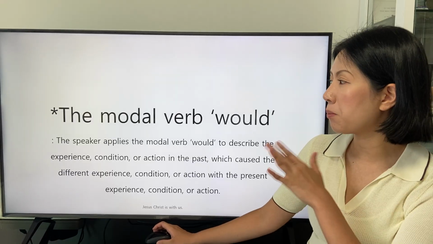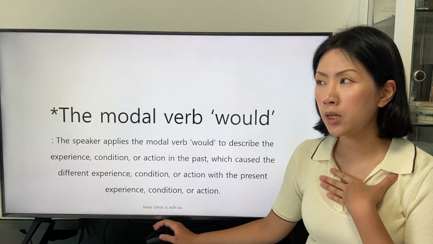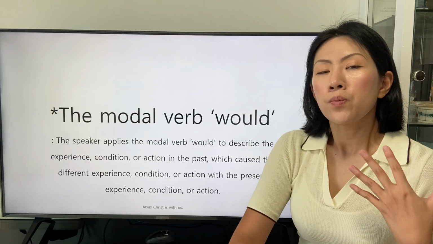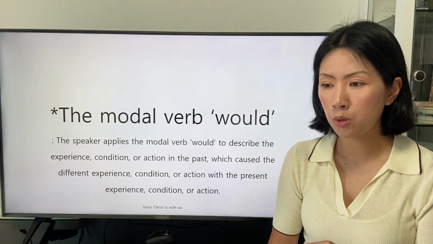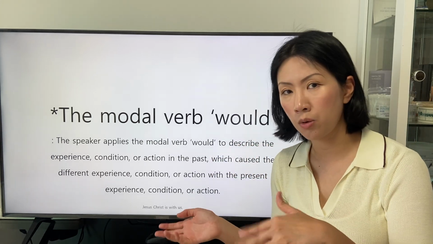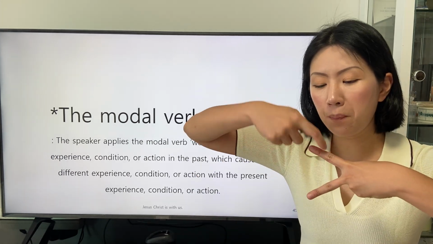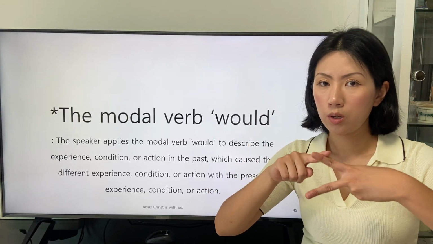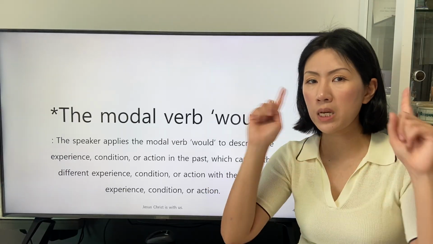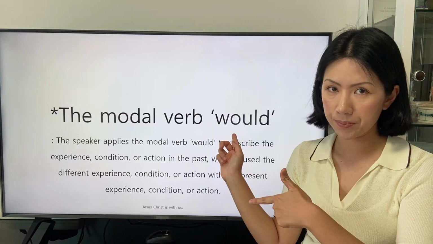There is a conference, the modal verb would, when we want to state a sentence about an experience, a condition, or an action of a point in time that we haven't been to. In the two-way street, the speaker applies the modal verb would.